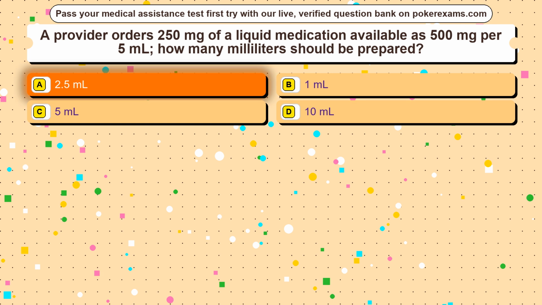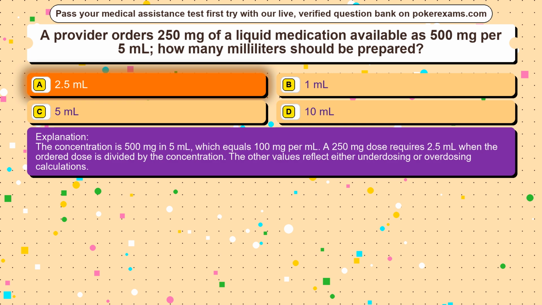The correct answer is option A, 2.5 ml. The concentration is 500 mg in 5 ml, which equals 100 mg per ml. A 250 mg dose requires 2.5 ml when the ordered dose is divided by the concentration. The other values reflect either underdosing or overdosing calculations.